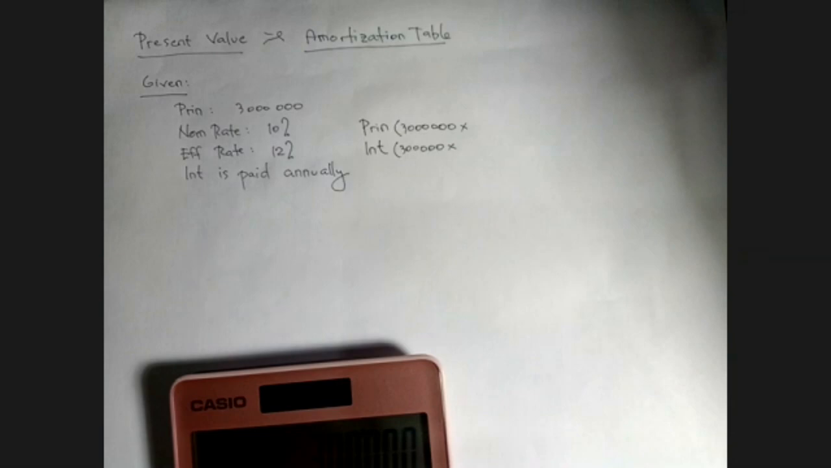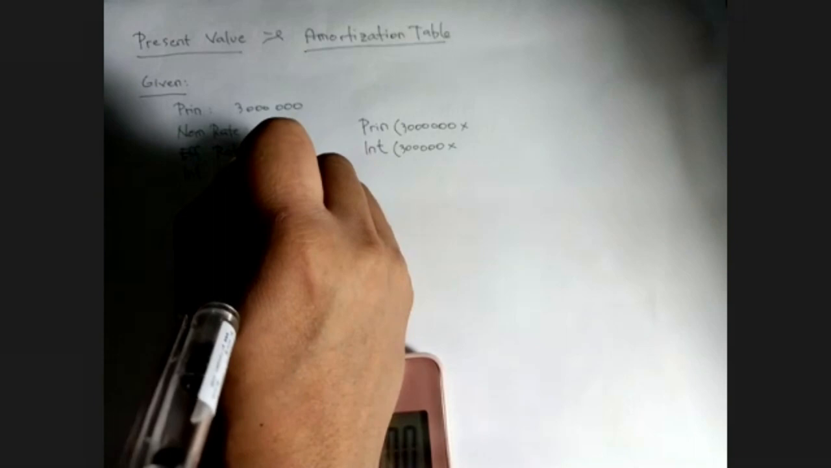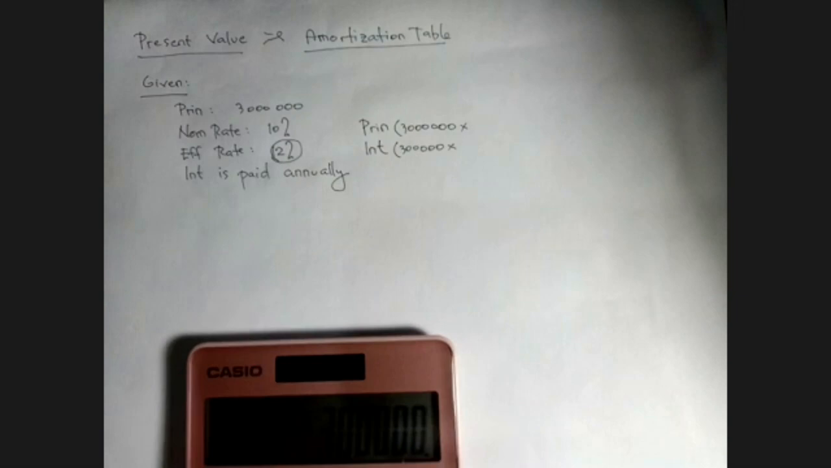So ngayon, si principal, marireceive lang yan or babayaran lang yan once. Therefore, pagdating kay principal, present value of 1 ang ating gagamitin. Then pagdating naman kay interest, since annually yan, marireceive, asahan mo na present value factor of ordinary annuity of 1 ang ating gagamitin. And in the computation of present value factors, see to it na effective rate ang ating ginagamit. So let's compute now the present value factor.